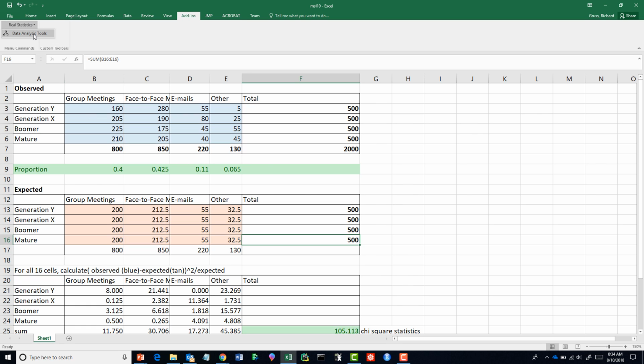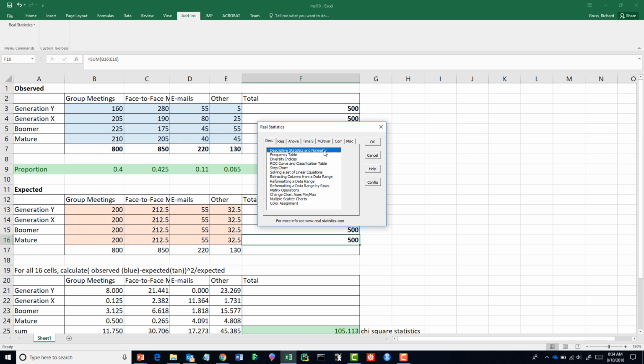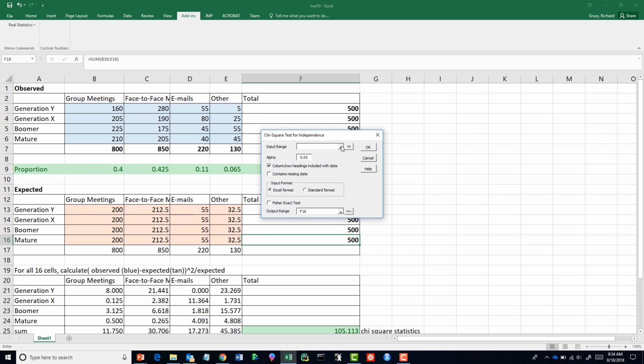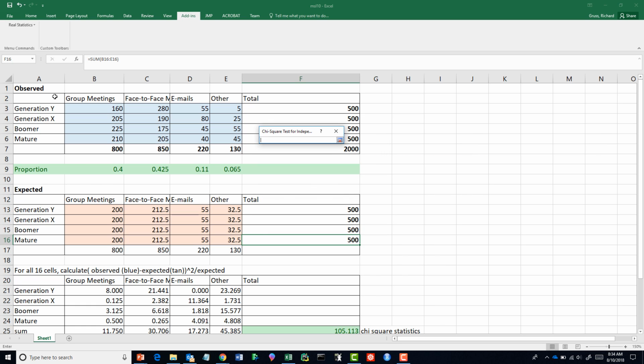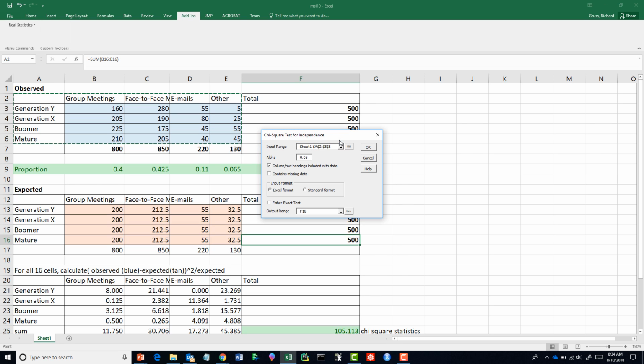Okay, so if you come back here to their plugin and you come down here to the miscellaneous tab, you'll see that there's a nice little chi-square test for independence option there. Our data analysis tool pack doesn't have that, but this does. So let's go ahead and see what this will do for us. So we'll select there. Okay, our input range, I'm going to click there and then select these. I'm going to make sure I get all 16 cells plus the row and column names.